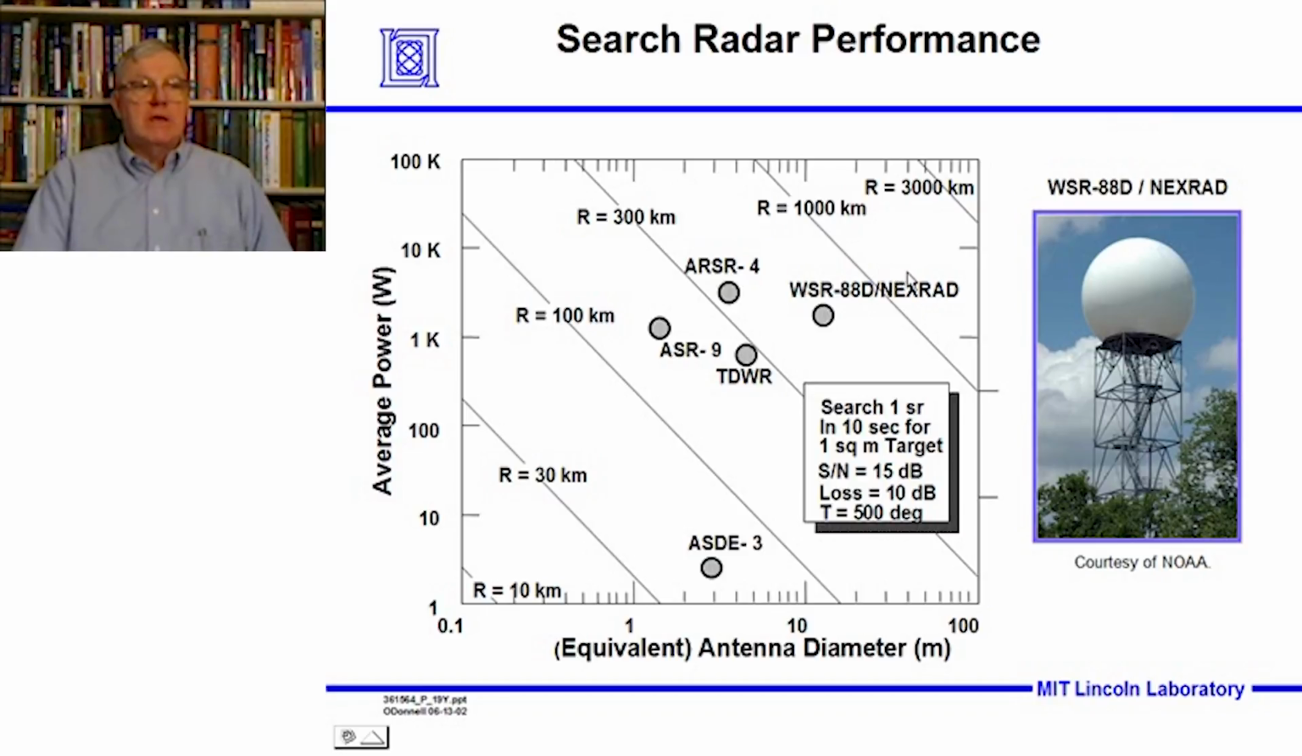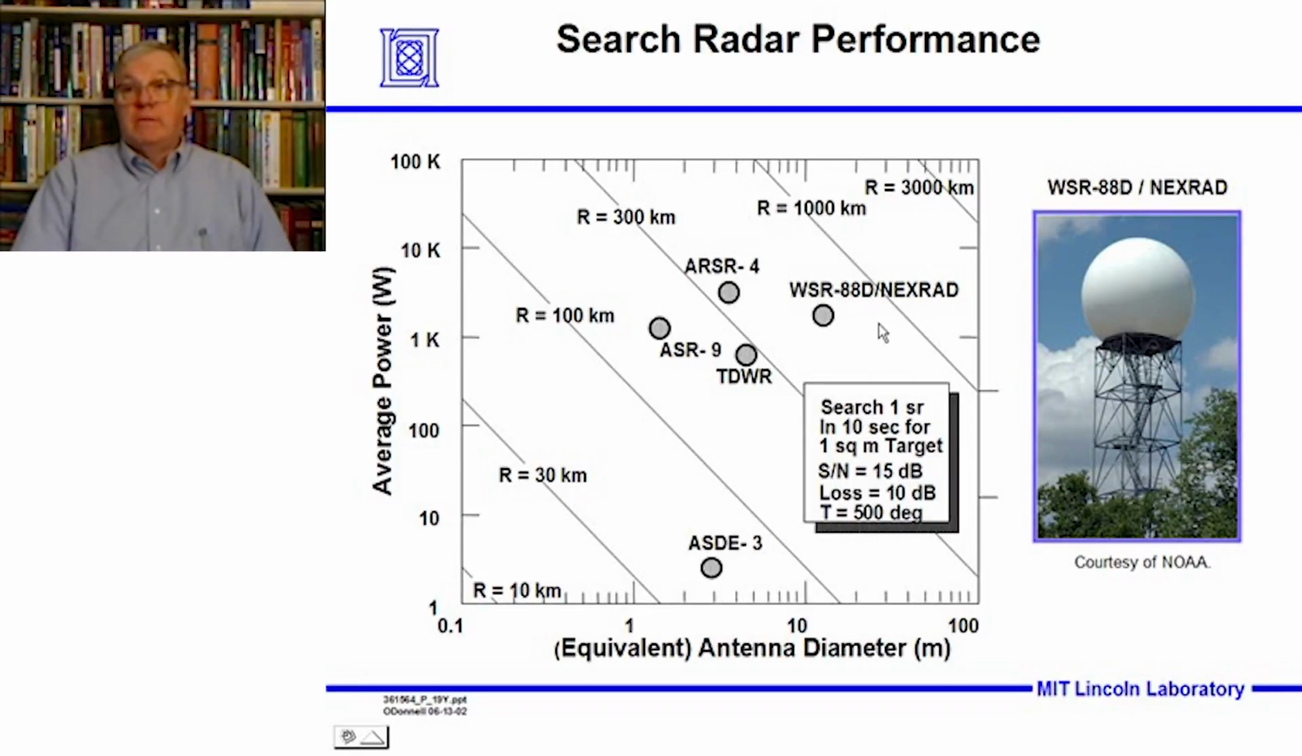Okay. Next we have the so-called NEXRAD. That's an acronym for Next Generation Weather Radar. Its nomenclature is WSR-88D, and we see it over here. And we see of all the radars, it has pretty close to the most average power. It's right up there with the ARSR-4, and it's got a pretty large antenna diameter.